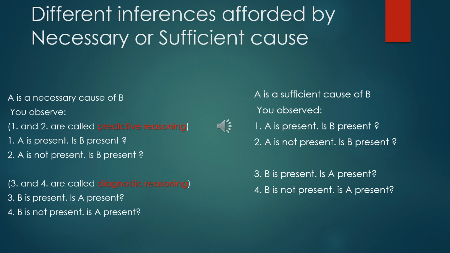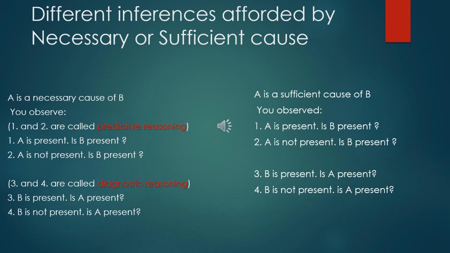This slide and the next slide talk about why we are differentiating whether the cause is a necessary cause or a sufficient cause. Namely, depending on whether you assume that a cause is necessary or sufficient, it affords different kinds of inferences. For example, here, let's say that you are making a predictive reasoning, right? And if you believe A is a necessary cause of B, let's say A is present, is B present? I want you to think about this. Now A is not present, is B present?